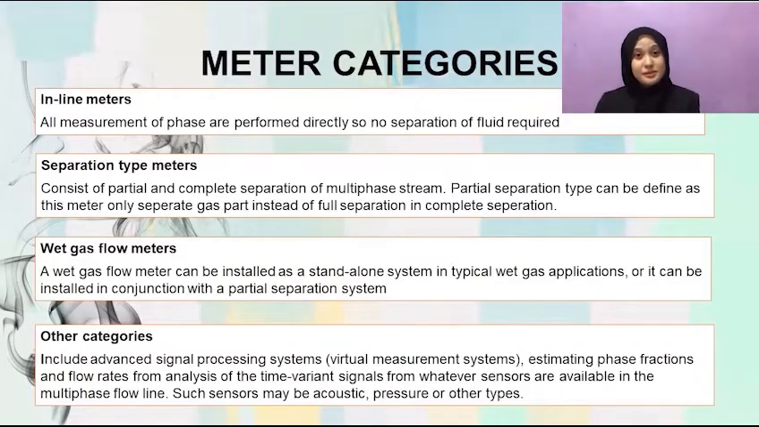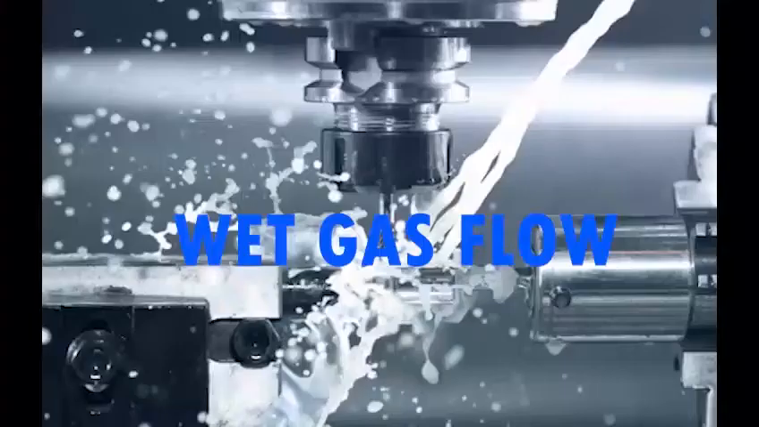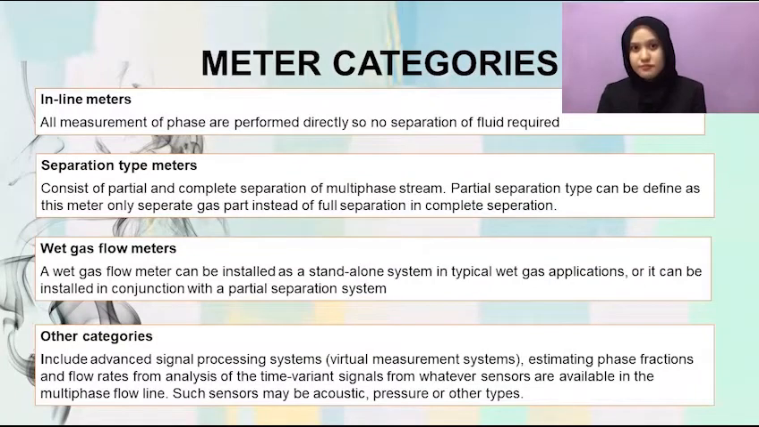For separation type meters, this meter consists of two parts, which is partial and complete separation of multi-phase stream. So for partial, this meter only separates gas instead of full separation in complete separation. So for wet gas flow meter, this meter can be installed as a standalone system in a typical wet gas application, or it can be installed in conjunction with partial separation system.